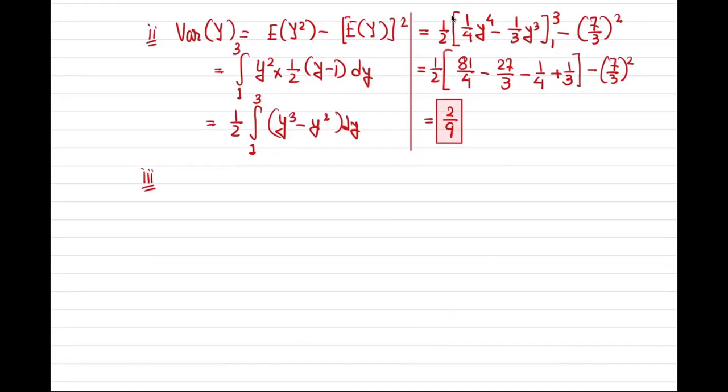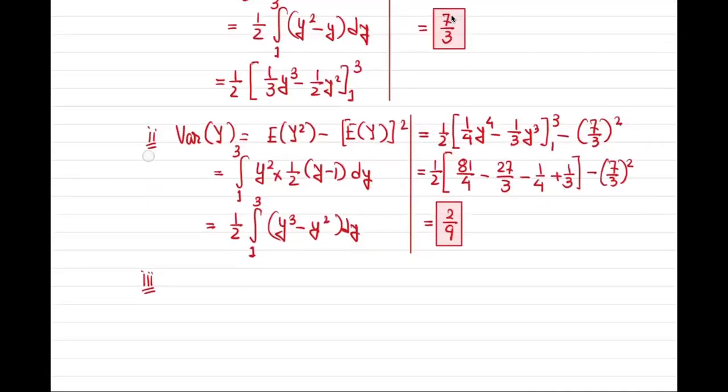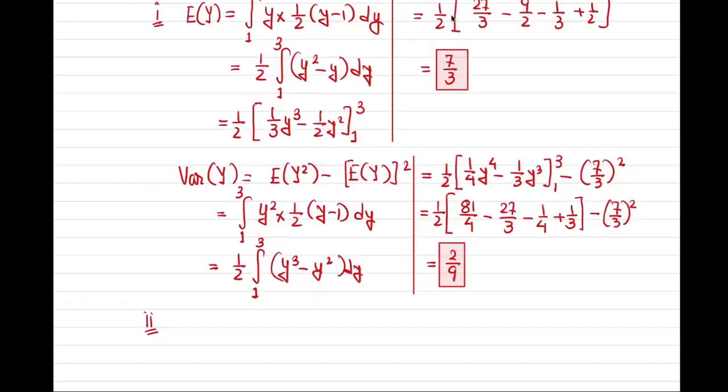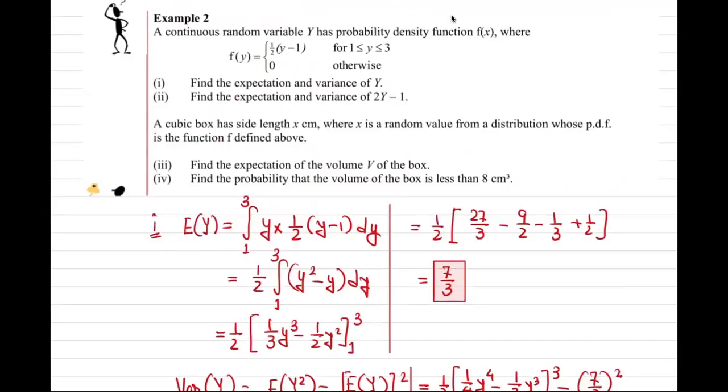First, sorry, I missed the part 2. Sorry, guys, this is not part 3. So I have to do part 2 first. Find the expectation and variance of 2Y minus 1.